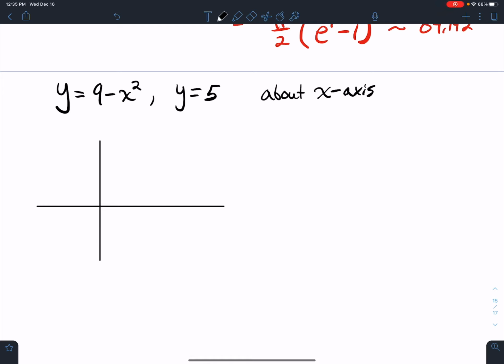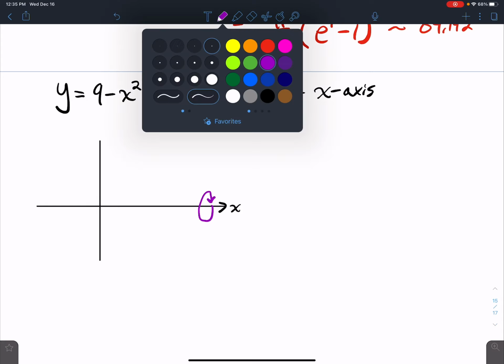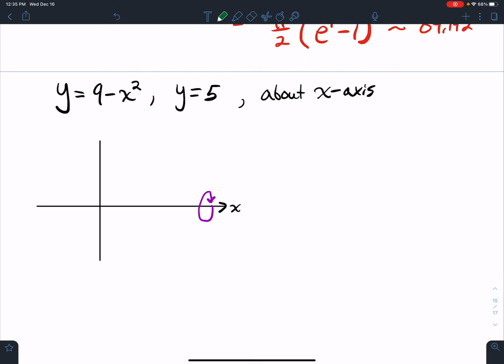So the x-axis is the axis that I'm revolving about. All right, so the x-axis here, I'm going to spin about this x-axis. The way I designate that is I do that little loop around with the arrow, and that tells me I'm spinning about the x-axis.